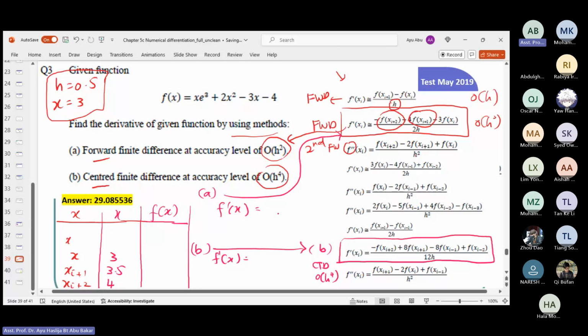What do you get for A? 9.08. Yes, similar to the answer given. Before that, f x for the A, what is that? If x equals 3, what is your f x? It's 65.2.